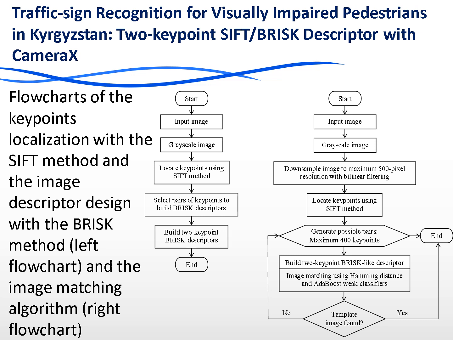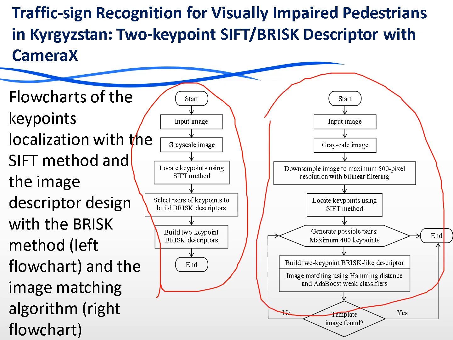This slide represents flowcharts of the key points localization with the SIFT method and the image design with the BRISK method on the left, and the image matching algorithm on the right. Please pay attention that building the descriptor and at the same time image matching using Hamming distance and AdaBoost classifiers are done in parallel.